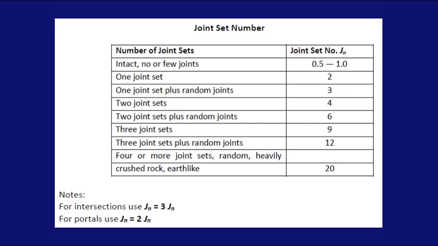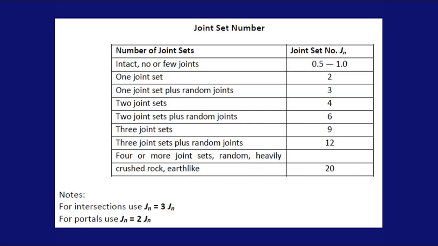This table shows the joint set number of the Q system. And you can see that there are values there related to the descriptions of the rock mass. So in our case, the rock mass that we are looking at, that blocky rock mass with 3 joint sets, the joint set number is 9. So Jn in this case equals 9.